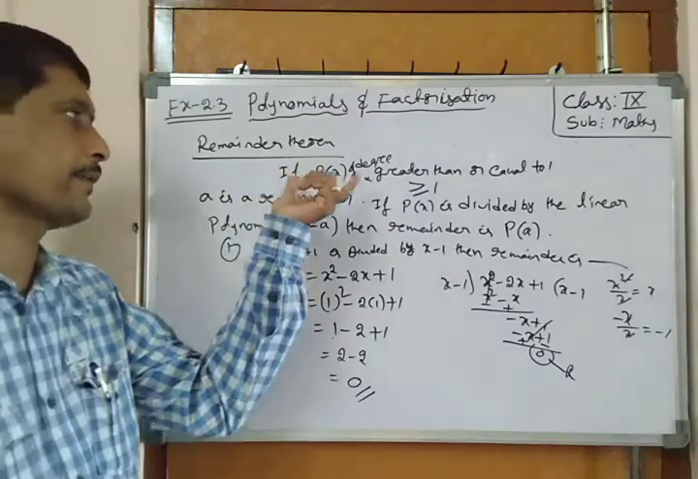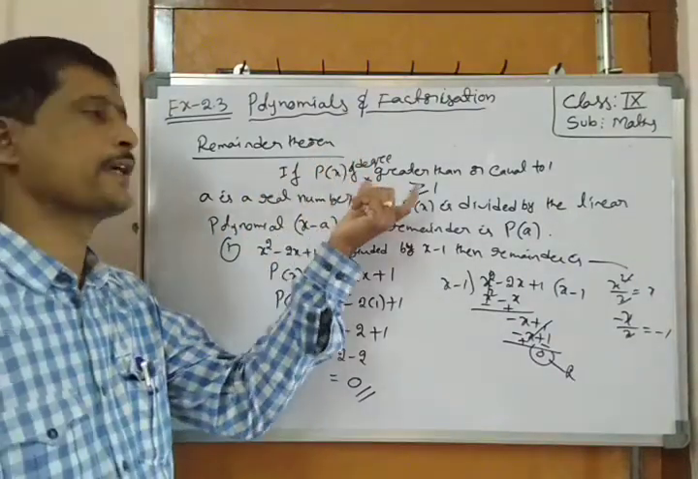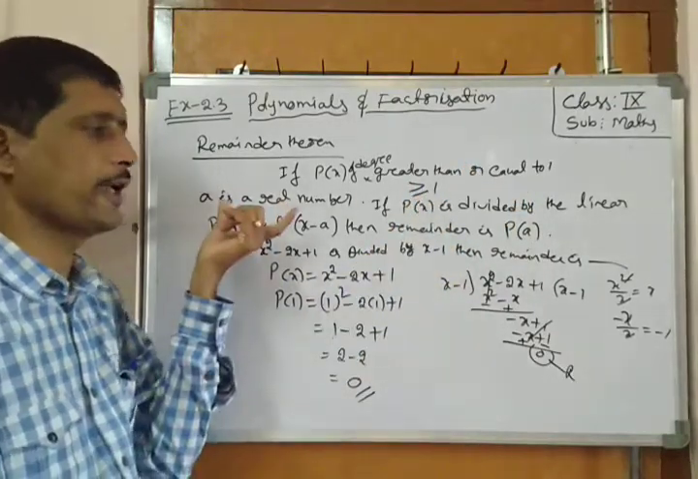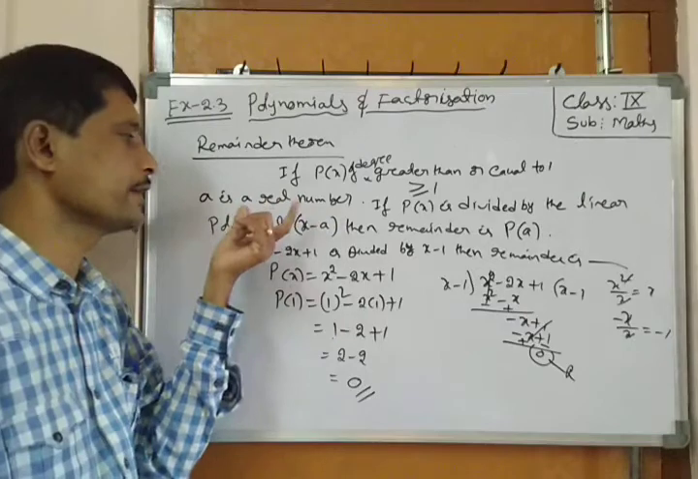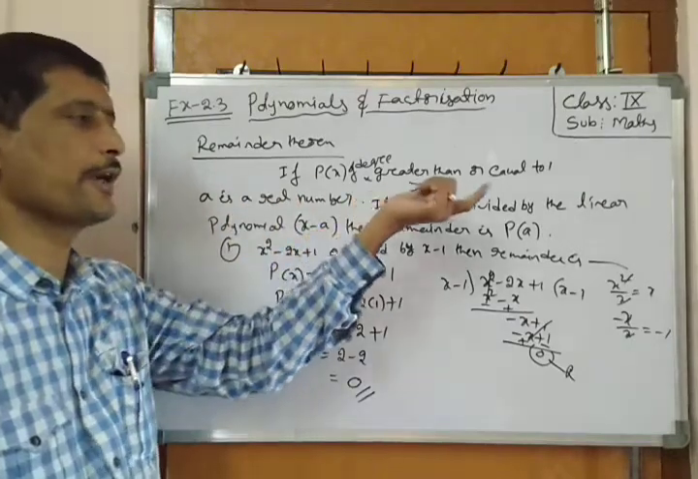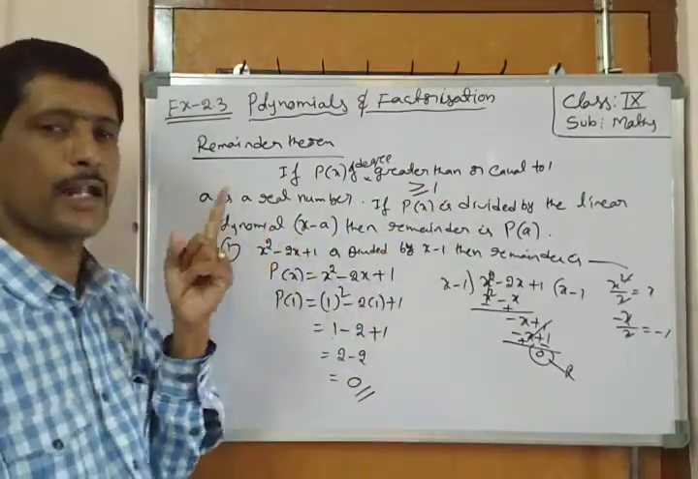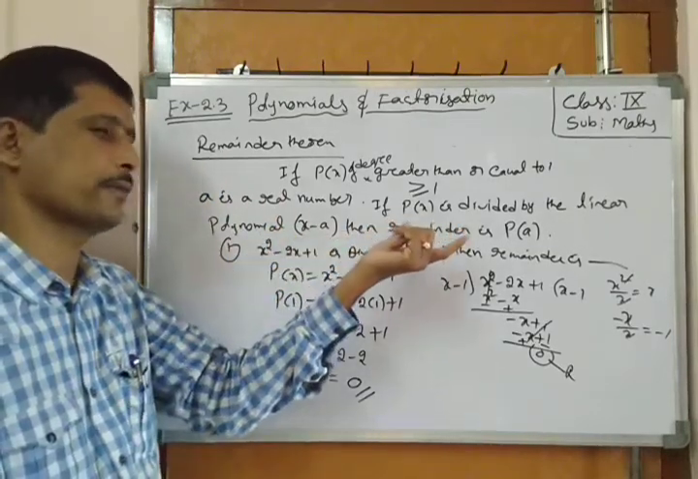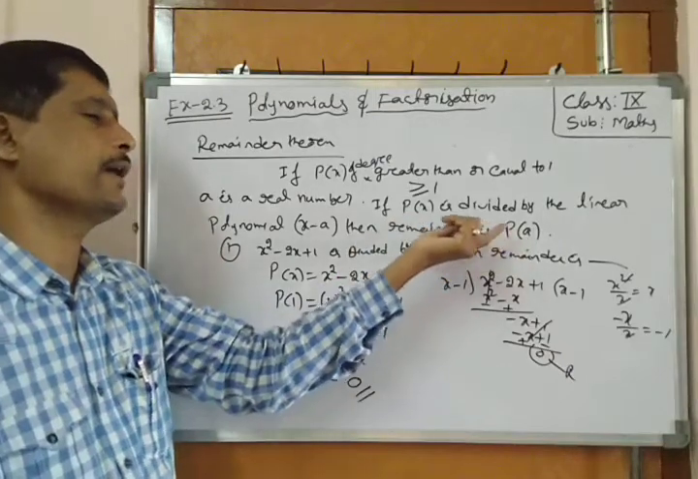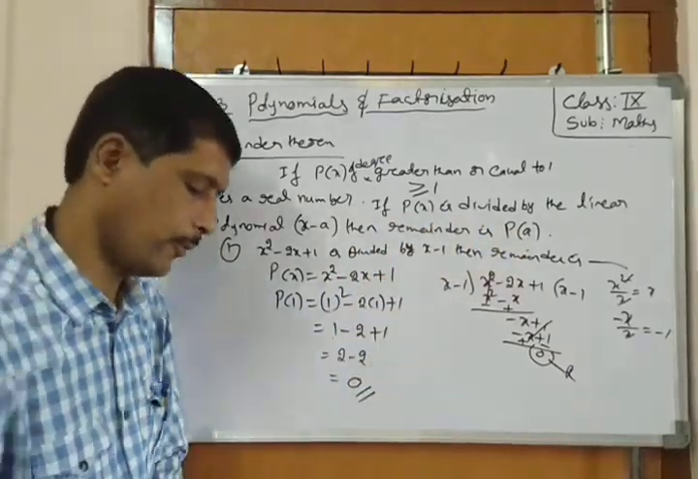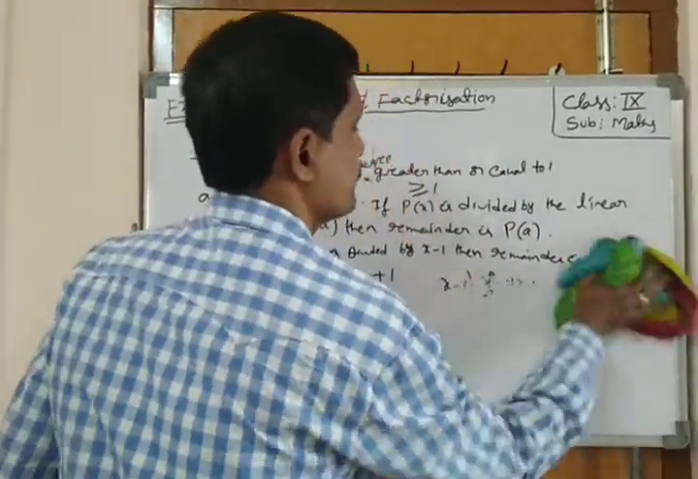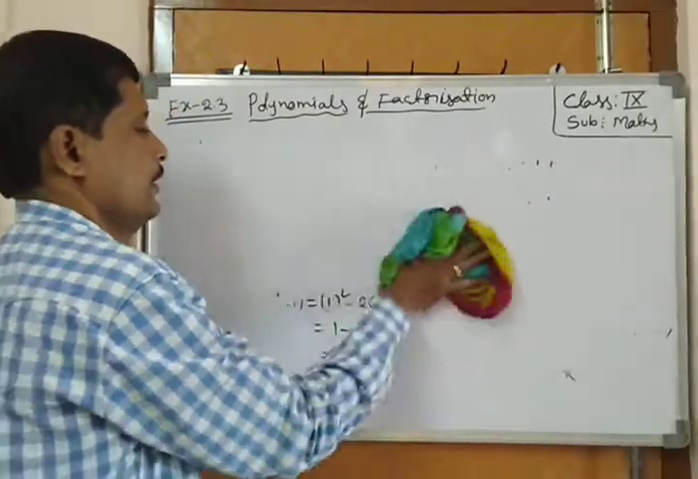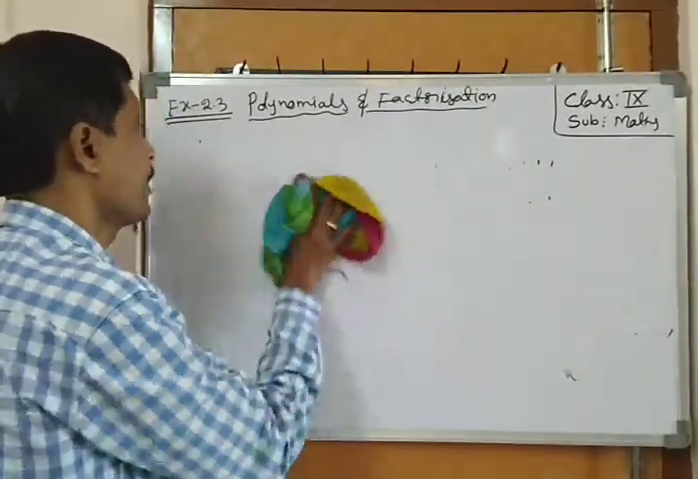Therefore, remainder theorem: if p of x is a polynomial of degree greater than or equal to 1, and a is any real number, if p of x is divided by the linear polynomial x minus a, that is degree 1, then the remainder is p of a. This is the example. Therefore, based on this, do it. Exercise 2.3 is based on the division algorithm, or dividing polynomials.